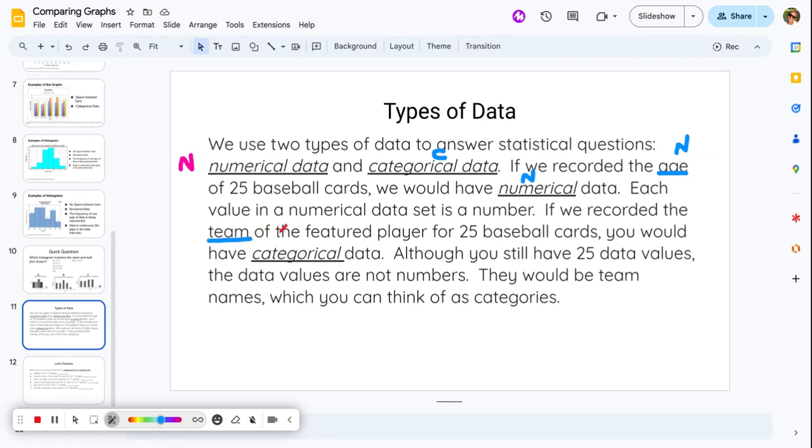If we recorded the team of the featured player of 25 baseball cards, you would have categorical data. Although you still have 25 data values, the data values are not numbers. So categorical data is not numbers because it's related to the types of team. They would be team names, which you can think of as categories.